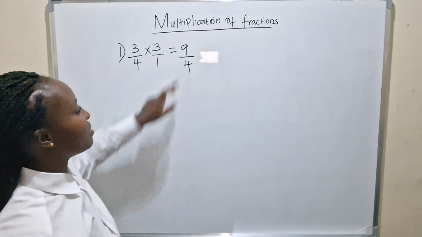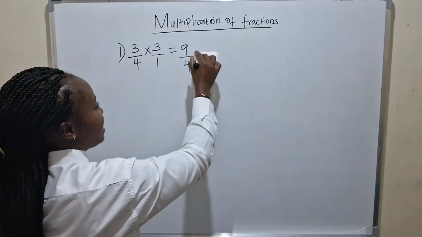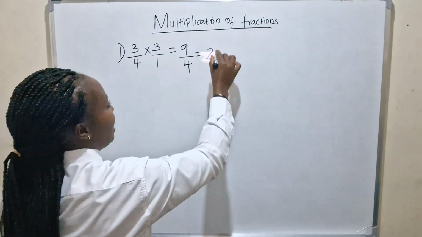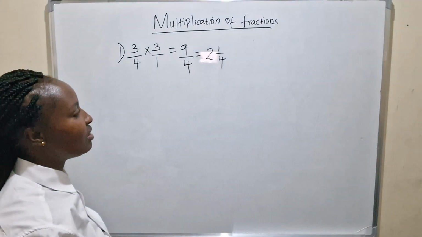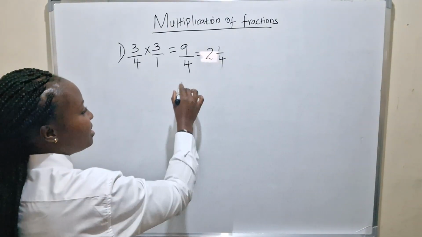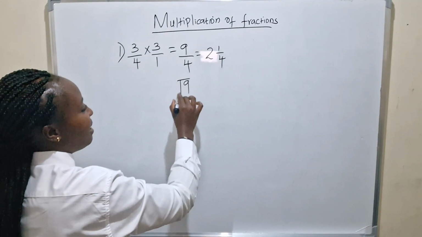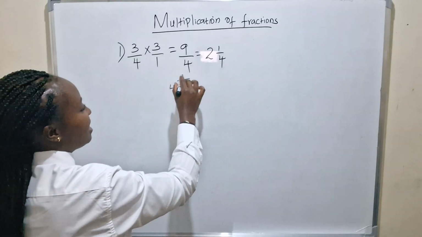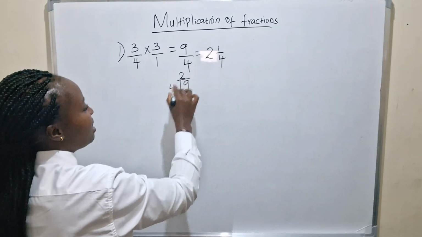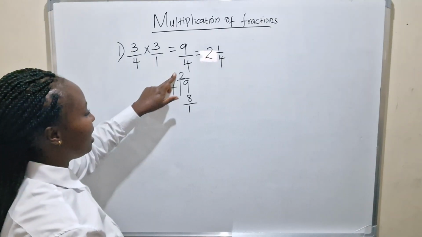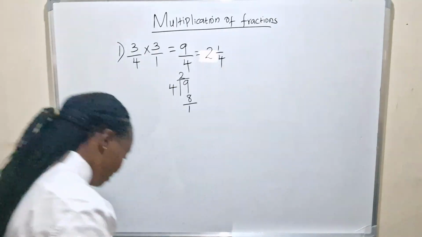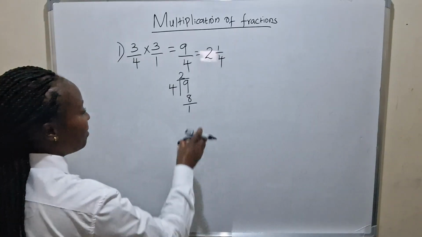Or if you're supposed to simplify, then this is 2 whole and 1 over 4. Okay? You can ask me, how did the teacher get 2 whole? You just do 9, you divide by 4, so that you can get 2 whole. 2 times 4 is 8. You subtract 1. So that you can have 2 whole and 1 over what? And 1 over 4, okay?